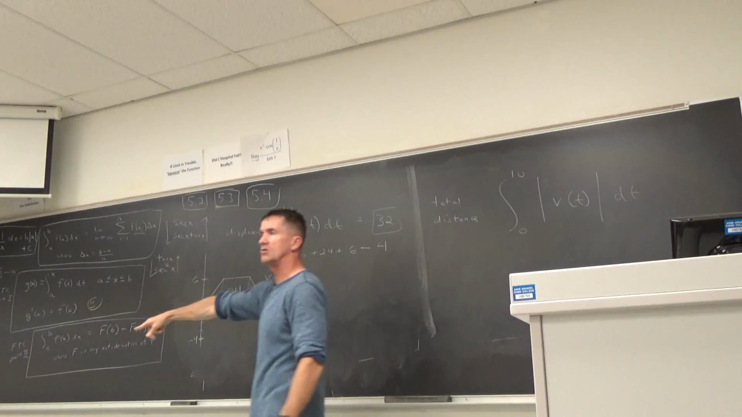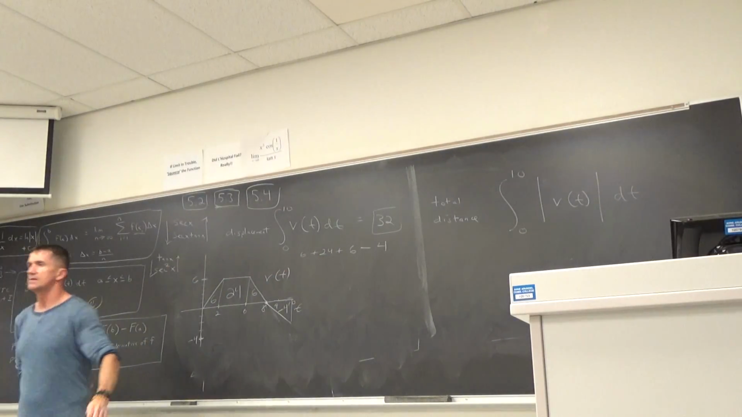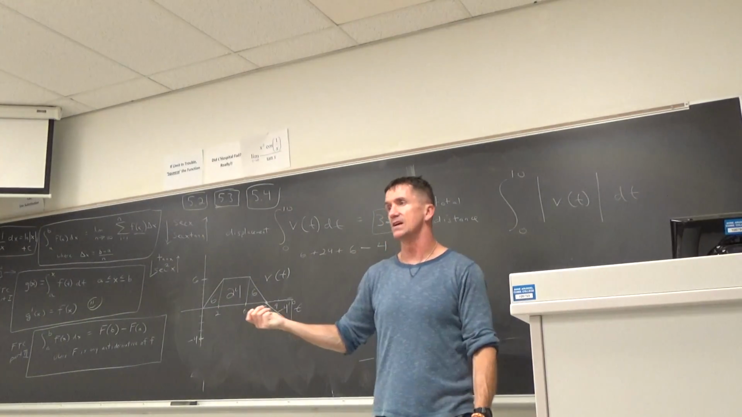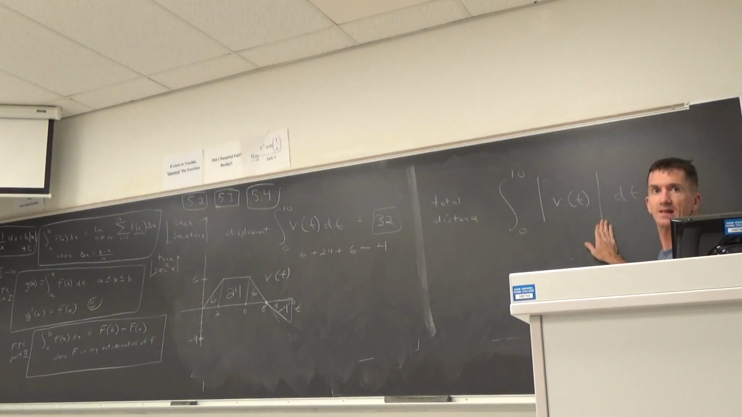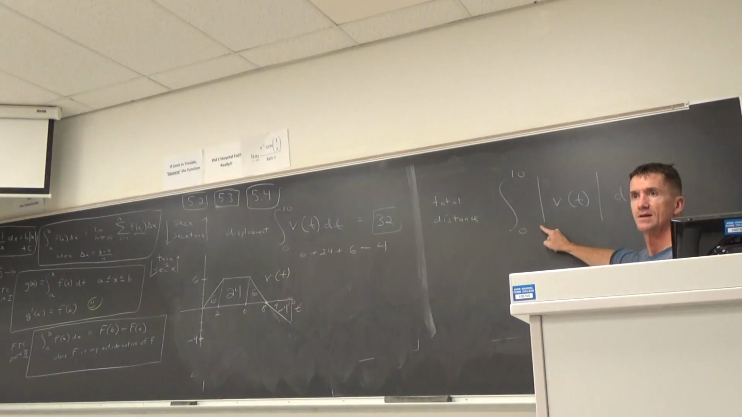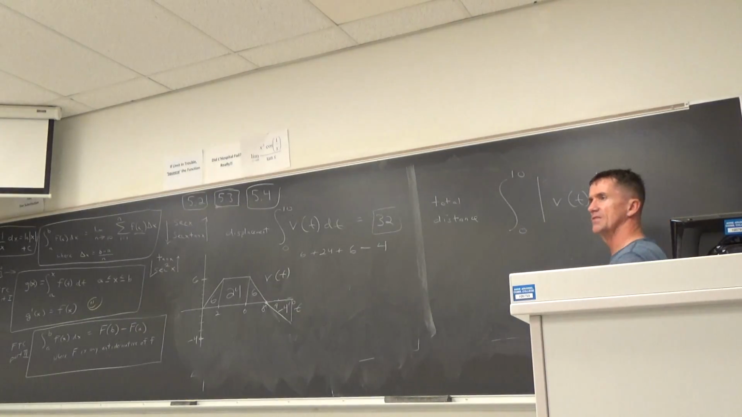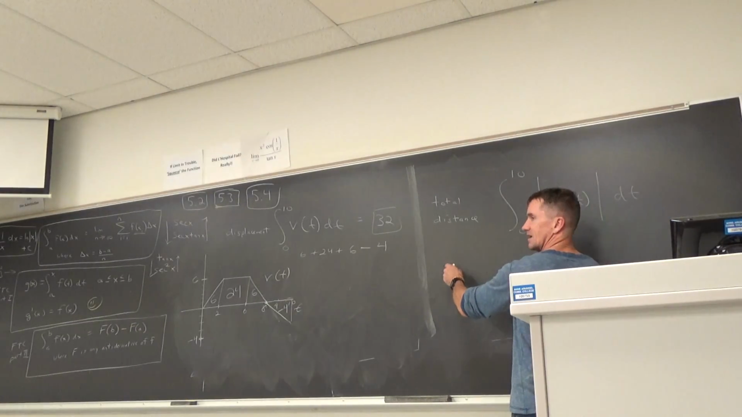So think about me when I was traveling here. That would be like adding this to what? This. So if you want to find the total distance, this is what you find mathematically. You've got to find the integral of what? The absolute value function. Now what does the absolute value of a function do? You all know. What would it look like?